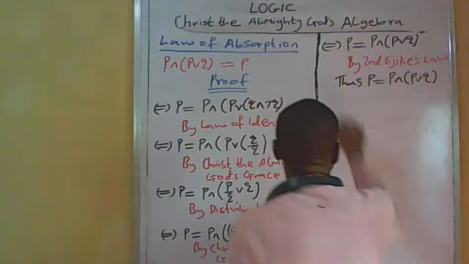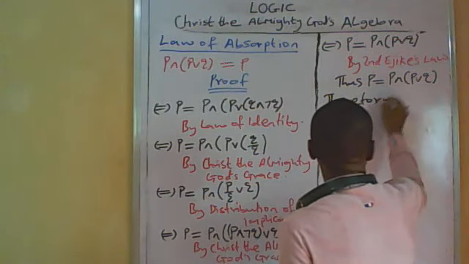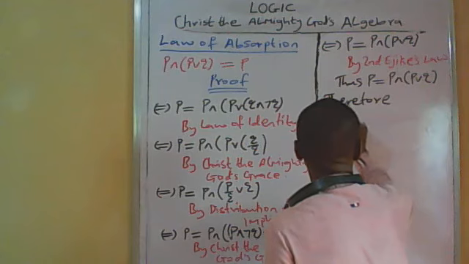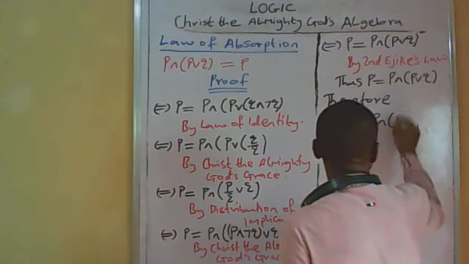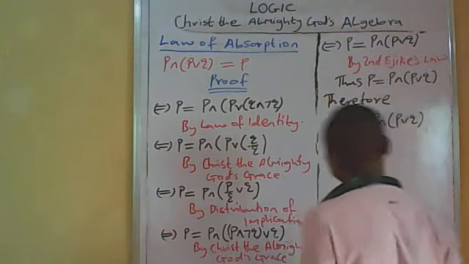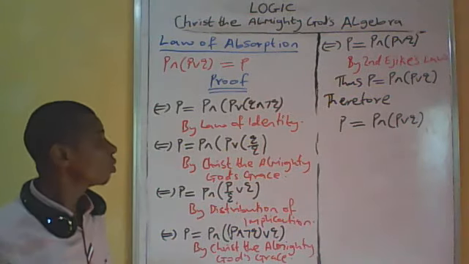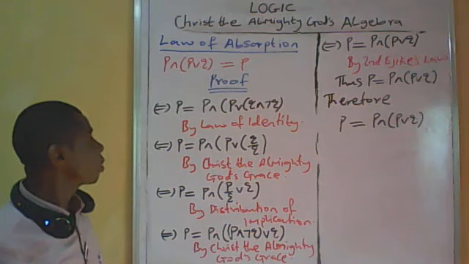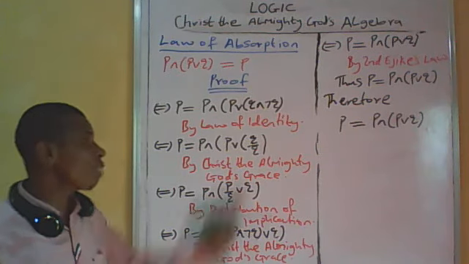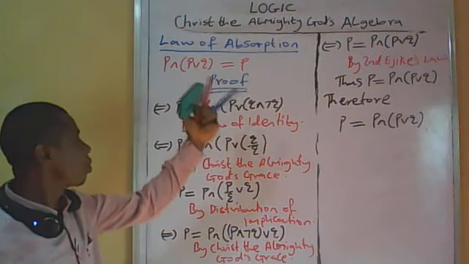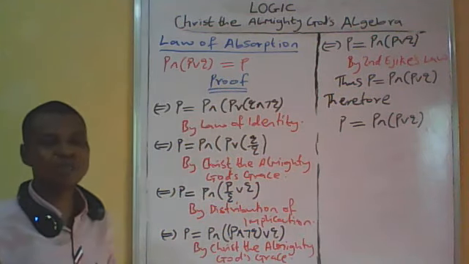Therefore, P and bracket P or Q is equal to P, which is the law of absorption by conjunctive statement. So you have now proved that P and bracket P or Q is equal to P, the law of absorption by conjunctive statement.